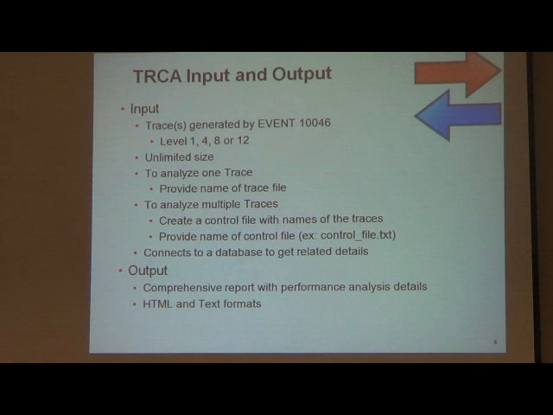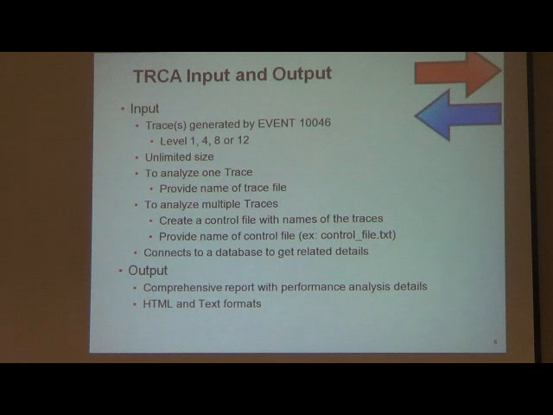Okay, so in terms of input and output, the input is going to be one or many traces created by 10046, at any level, 1, 4, 8, or 12, of unlimited size. If we want to analyze one trace file, I just pass the name of the trace file. If I want to analyze multiple traces in one execution, for example a parallel execution, where I may have multiple files from the same server, or files from different RAC nodes, I can consolidate all those files into one place. Then I create a text file that contains one line per file name. Just the name, not the path, just the name of those files.